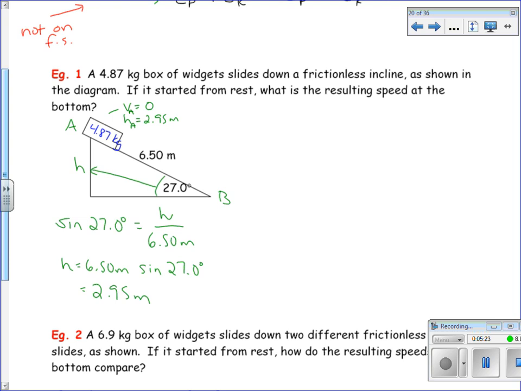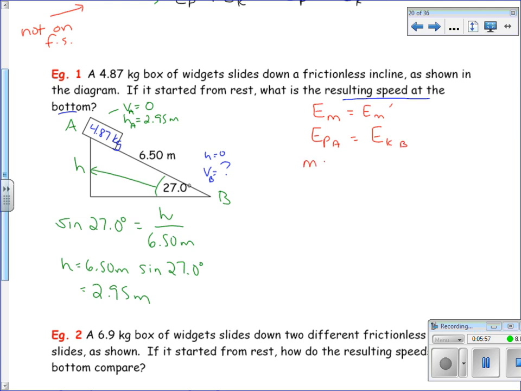At point B, we're looking to find the velocity that it leaves with, right? What is the resulting speed at the bottom, which is at B, and its height there is 0. We always have to start each and every one of these problems with mechanical energy before equals mechanical energy after. Then in the next step, we can figure out which energies we're going to use. So we have just potential energy beforehand.